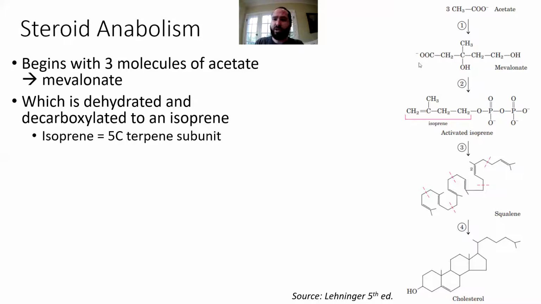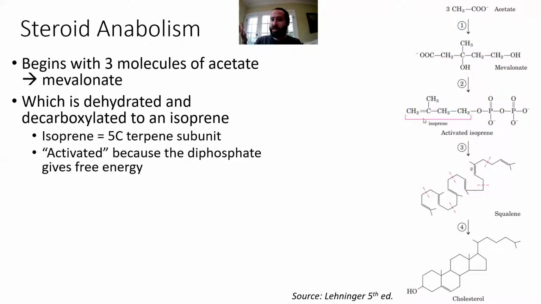Mevalonate becomes decarboxylated, so we'll lose this carboxylic acid as carbon dioxide. And then it will also be dehydrated. So we'll lose an alcohol and a hydrogen from the carbon over here, giving us an isoprene. And we recognize, or we know, isoprenes are from terpene metabolism. So isoprene is the simplest terpene unit.